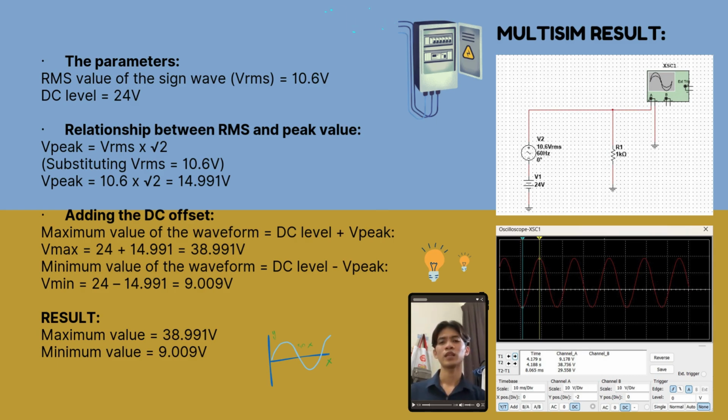Meanwhile, the minimum value from the oscilloscope reading, which is 9.178 volt, is closely aligned with the theoretical value that was solved, which is 9.009 volt, with a small variation attributable to the same factors. To conclude, the waveform conforms to the expected parameters, demonstrating that the theoretical calculations and the oscilloscope readings are both consistent.